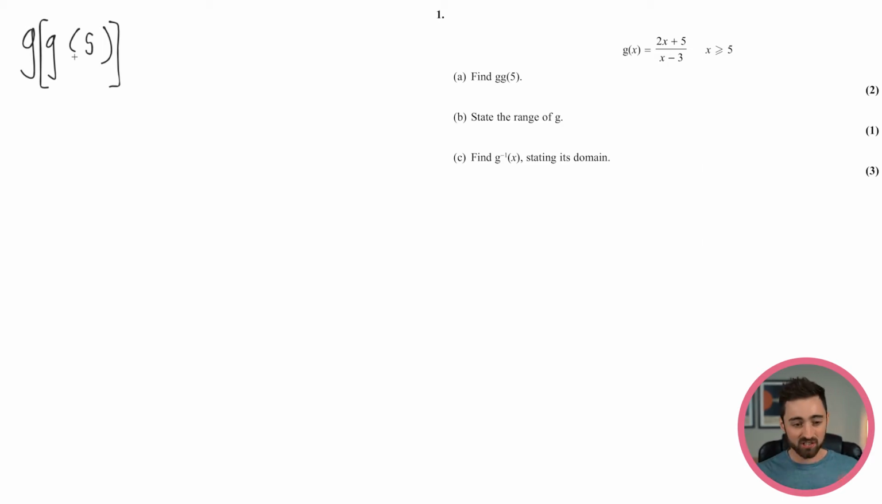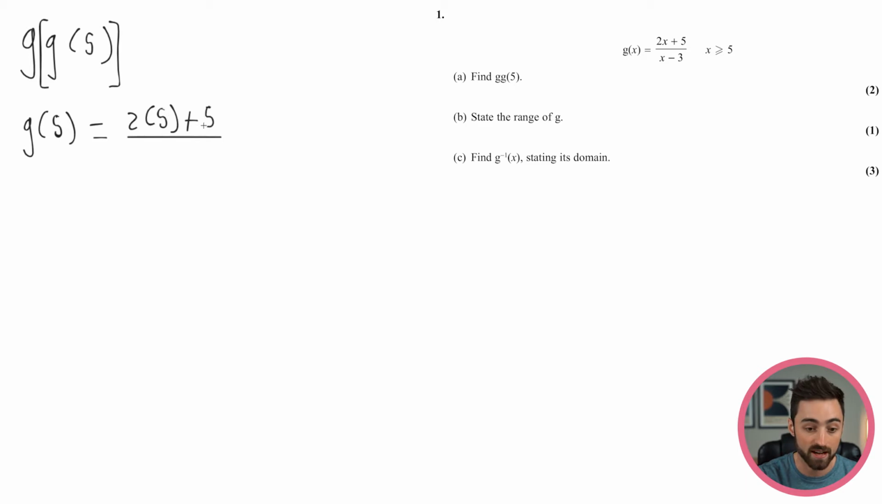So what that tells us is that we kind of want to work from the right, don't we? Because if I just work out what g of 5 is, I can then just inject that into the g on the left, and then we get our answer. So I'm going to show you how that works. So g of 5, I'm just going to sub in 5 as x. So this is going to be 2 times 5 plus 5 all over 5 minus 3.